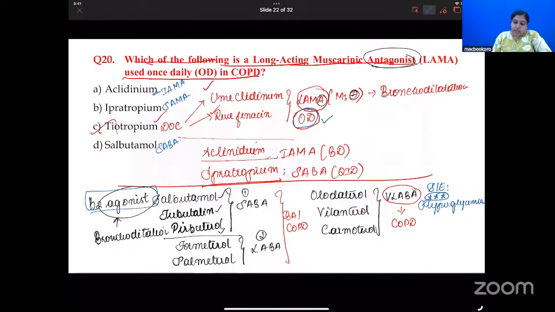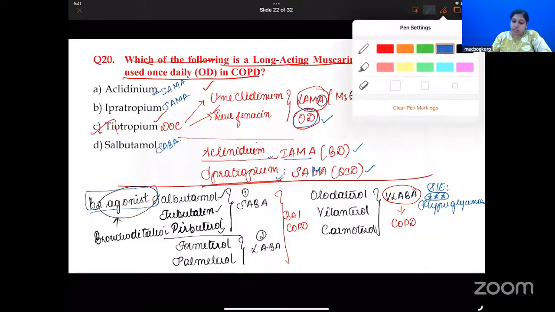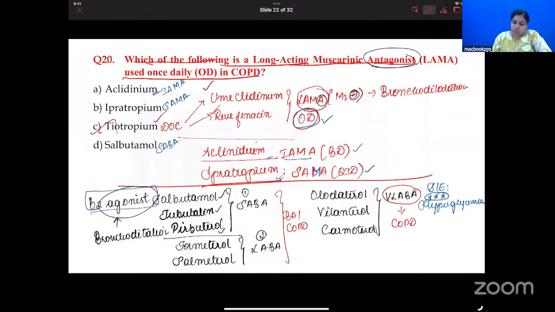And your aclidinium, that is your intermittent acting muscarinic antagonist, is administered only in BD. Ipratropium is administered in QID, that is a short-acting muscarinic antagonist. See, muscarinic antagonist, right? Okay, it is a muscarinic antagonist. Remember this thing, this is very, very important.